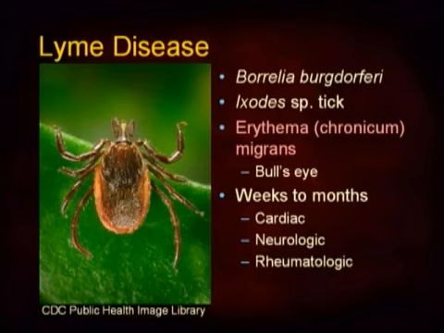The causative organism here is Borrelia burgdorferi, and this is transmitted by a different tick, the Ixodes species tick. And the eruption associated with Lyme disease is erythema migrans, or sometimes we call it erythema chronica migrans. And this is that expanding bullseye, so I'll show you some examples in just a minute. Lyme disease, as you know, can have multi-organ system involvement, including cardiac, neurologic, and patients can have arthritis as well if it goes untreated over a long period.